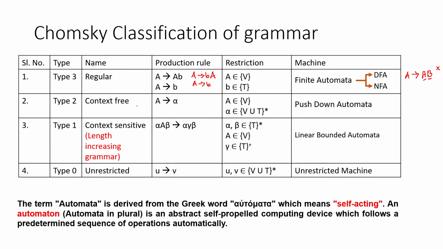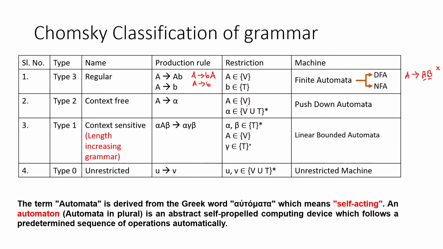So the type of production rule of the context free language is something like A can be rewritten as alpha, where A belongs to non-terminal and alpha belongs to (V union T) whole star. What does it mean? Union means or. And what does star mean? We have seen that star means any combination.